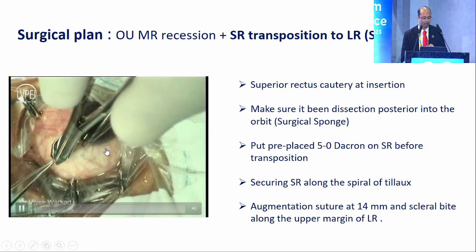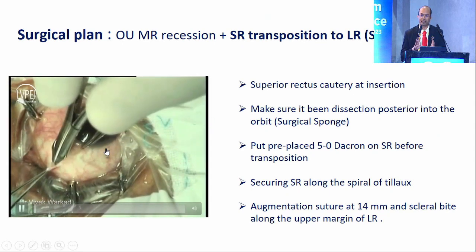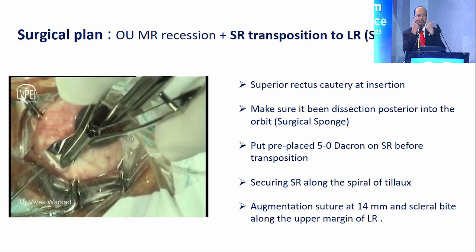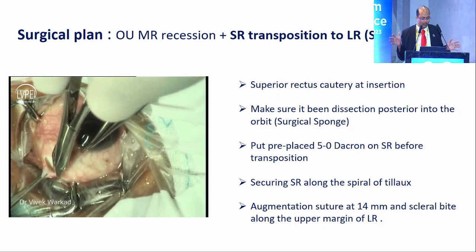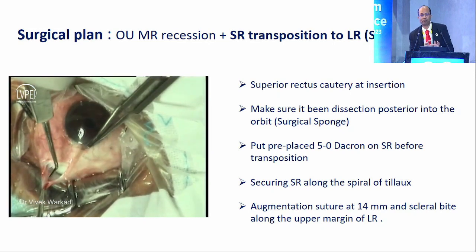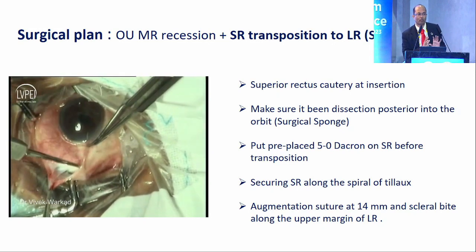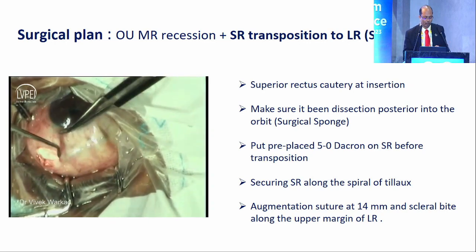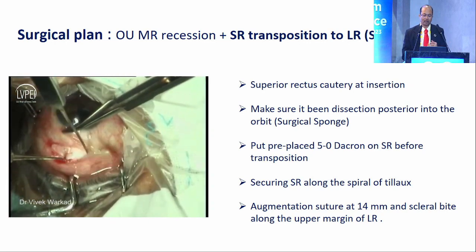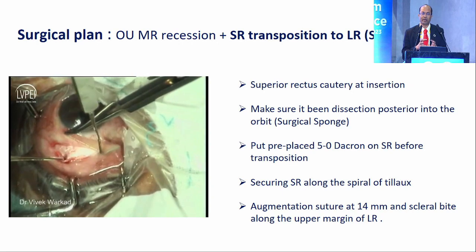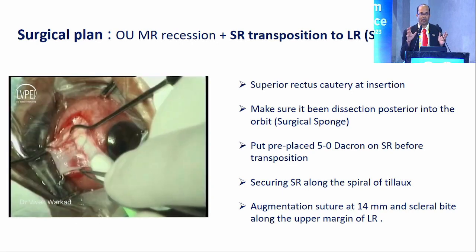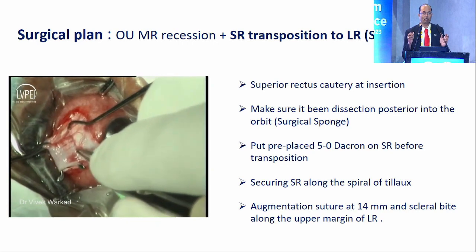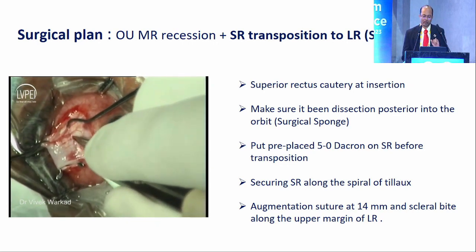So I went ahead with the SRT, bilateral medial rectus recession, along with transposition of both the superior recti to the lateral recti. I think these are a few tips for a novice strabismus surgeon who attempts this particular surgery. You can appreciate that superior rectus cautery is very important, because we know that superior recti have a profuse blood supply, so there is a chance that they would bleed. So that step is very important.